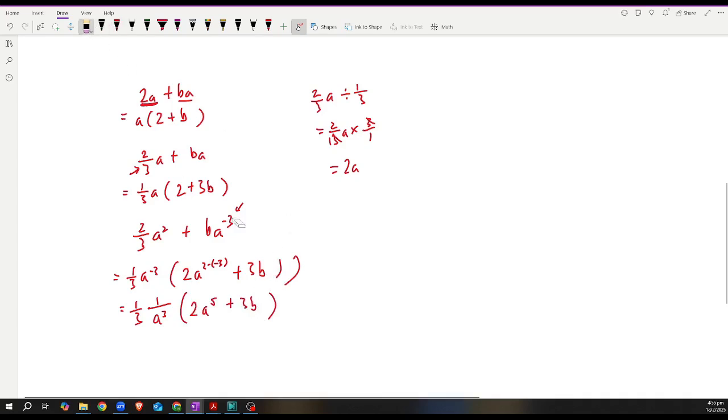Okay. Right, and let's just multiply everything together. This one I will change to a fraction. So the numerator times 1 and 1 will just be 2a to the power of 5 plus 3b over 3a cubed. Okay, let's go back to the question.